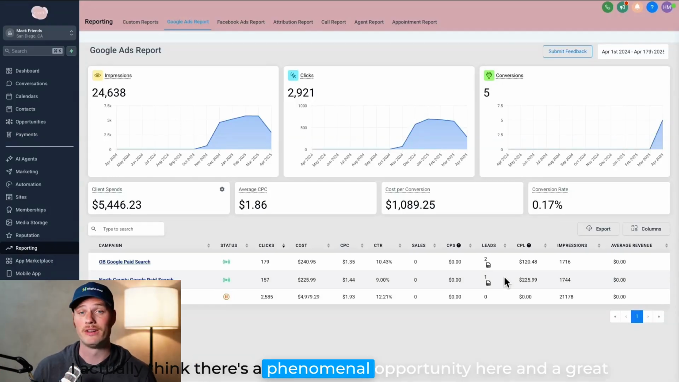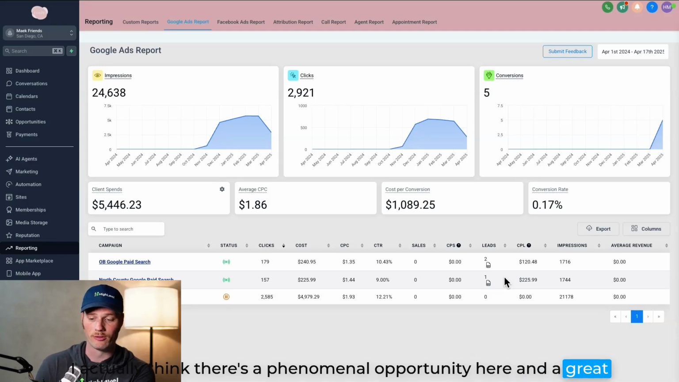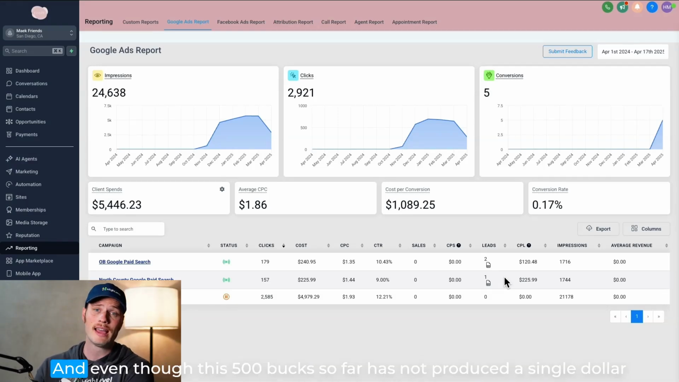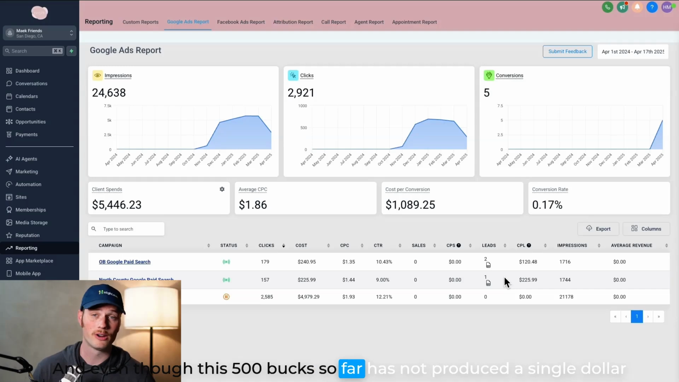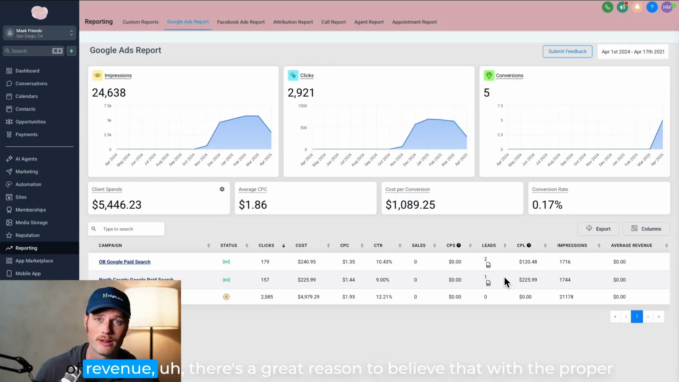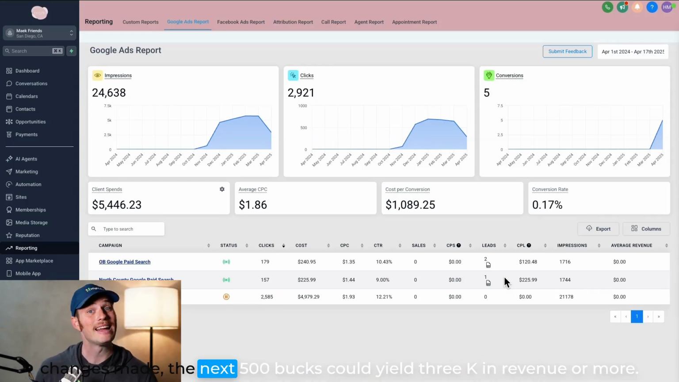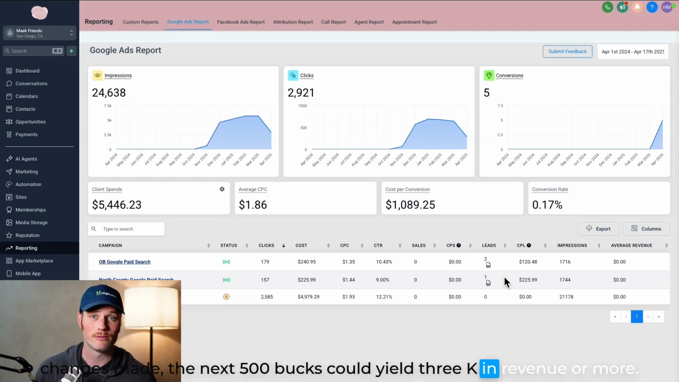I actually think there's a phenomenal opportunity here and a great lesson in terms of the story the data is telling about where to go next. And even though this $500 so far has not produced a single dollar of revenue, there's a great reason to believe that with the proper changes made, the next $500 could yield $3K in revenue or more.